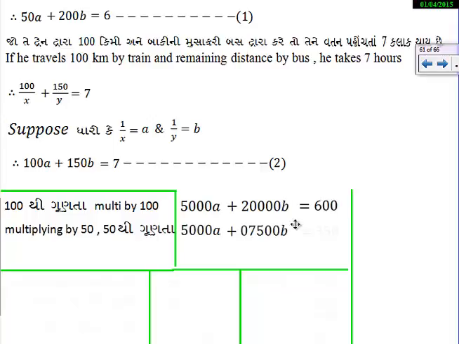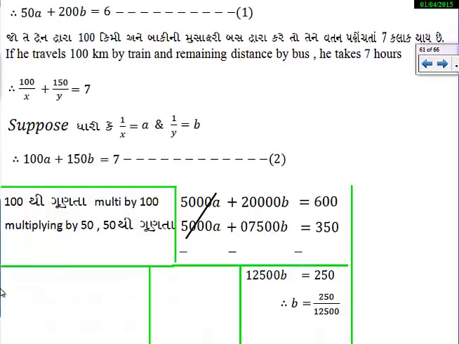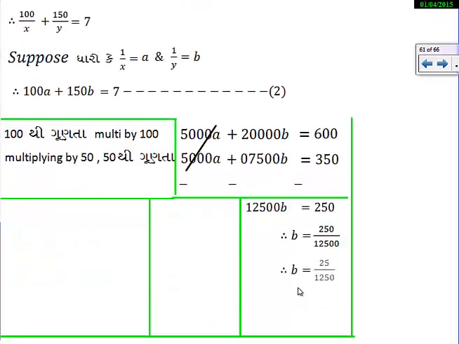After multiplication, now I will change this sign. Sign change करने के बाद what will happen? This will be cancelled. 5000a. Now 20,000 में से 7,500 जाएगा तो that will be 12,500. So 12,500 भी 600 में से 350 जाएगा, so 250, right? So plus 250. Now 12,500 divide में जाएगा, so this 0 cancel, and now if I divide, I will get 1 upon 50. So b की वैल्यू मुझे मिल गई 1 upon 50.